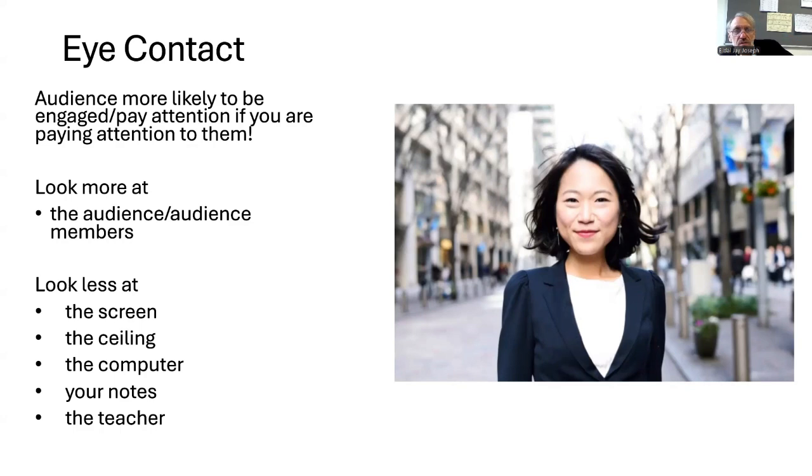Okay, so do make sure that you're, obviously not all the time, you can look at the screen and refer to parts of the presentation, but look more at the audience and at audience members. Okay, so look less at the screen. You can look sometimes, but obviously not a lot. Some people, when they speak, their eyes go up to the ceiling. I'm not sure whether they're trying to remember or recite. If there's a computer and you're standing behind the computer, heaven forbid, then some people will look at the computer too much and lose the audience's attention.